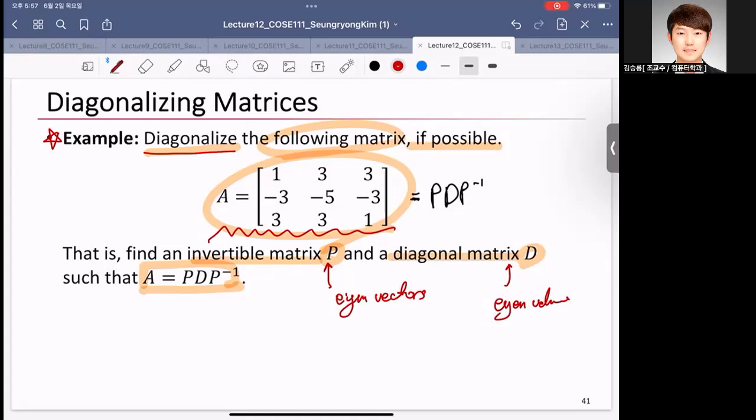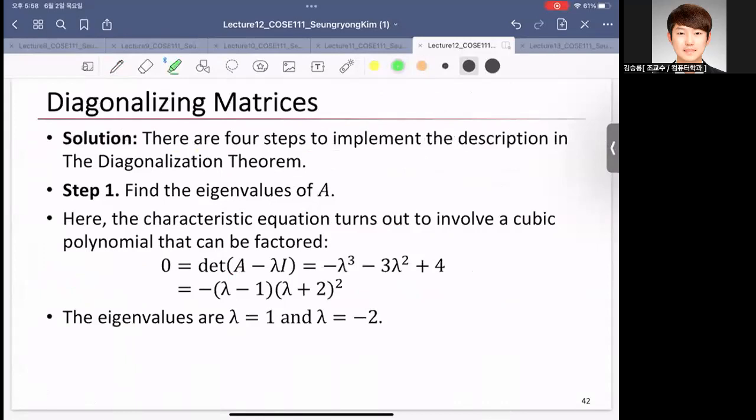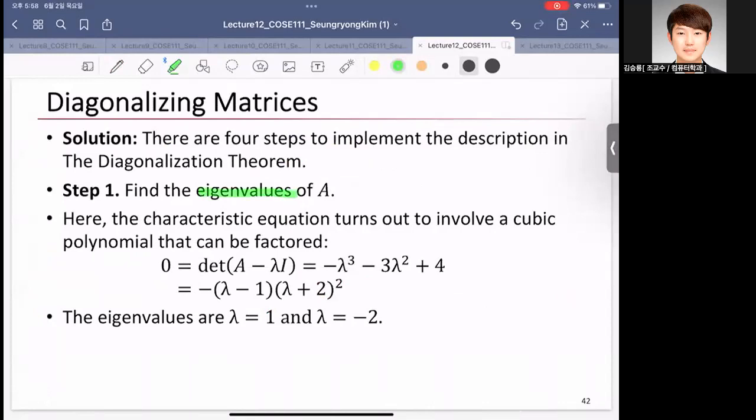Okay, time's up. Okay, so there are 4 steps to implement the diagonalization theorem. So first of all, you have to find eigenvalues. Find the eigenvalues. Then you're going to find eigenvectors corresponding to the eigenvalues, right? So how to find eigenvalues? You have to use the characteristic equation, right? What's that? Determinant of A minus lambda I is equal to 0 was the characteristic equation, right?